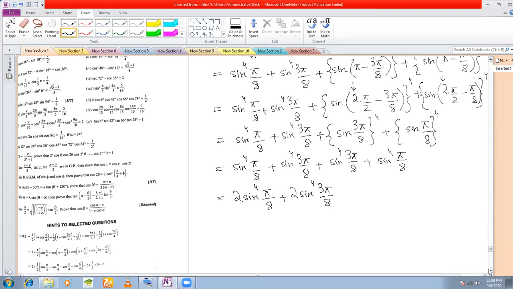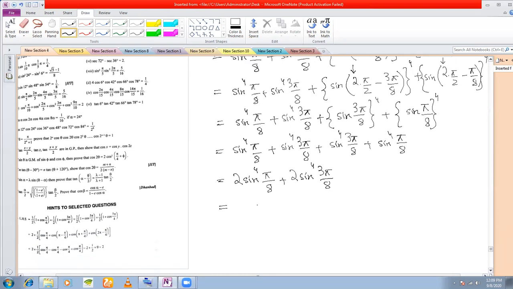Okay, now how to evaluate this? 2 sine to the power 4 pi by 8. Pi by 8 is how much? You want to write this in degrees: pi by 8 is 180 by 8, right? Pi by 8 means 180 by 8 degrees. So this is how much? 90 by 4. 45 by 2. 22 and a half.